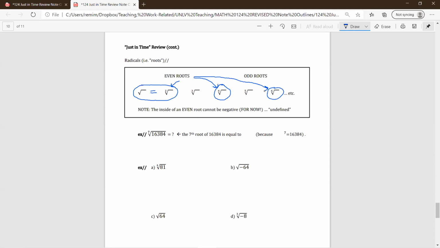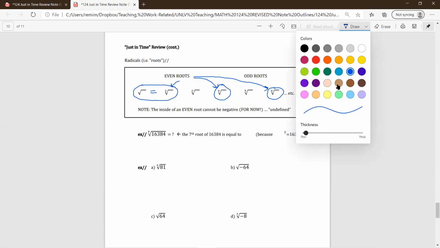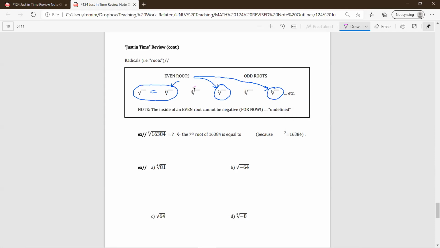And then we have odd roots. Same thing, but just with odd numbers is all. So this is an odd root, and this is an odd root. So this is cube root, this is 5th root, and then we could have 7th root, 9th root, 11th root, and so on. So that's what it means by even and odd roots.